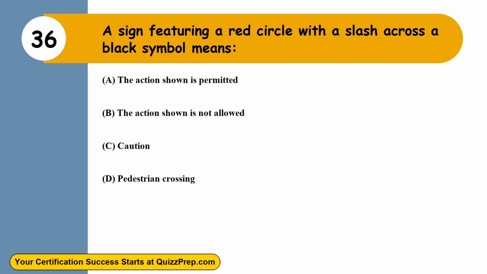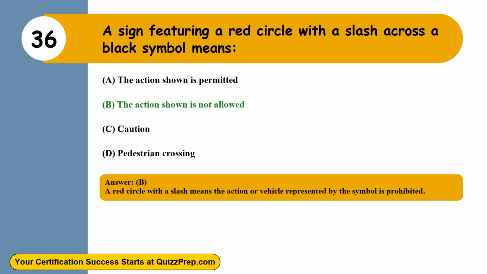Question 36. A sign featuring a red circle with a slash across a black symbol means: Option A, the action shown is permitted. Option B, the action shown is not allowed. Option C, caution. Option D, pedestrian crossing. The correct answer is option B, the action shown is not allowed. A red circle with a slash means the action or vehicle represented by the symbol is prohibited.